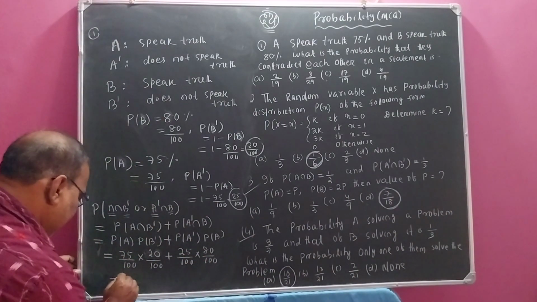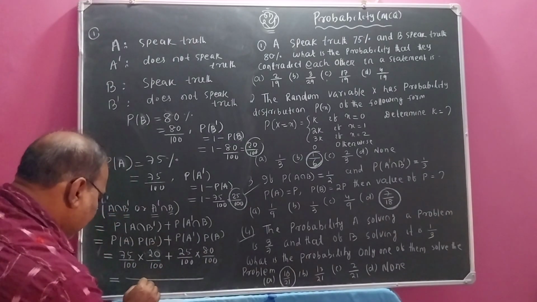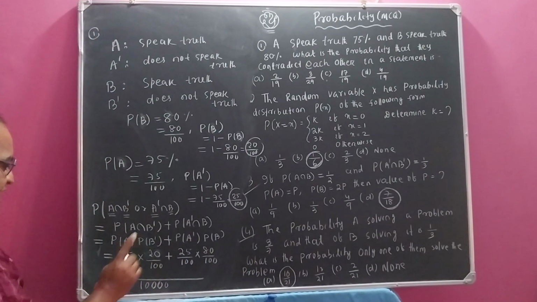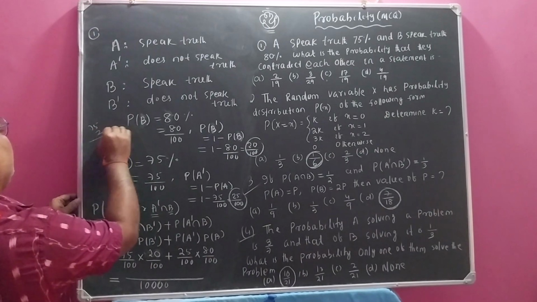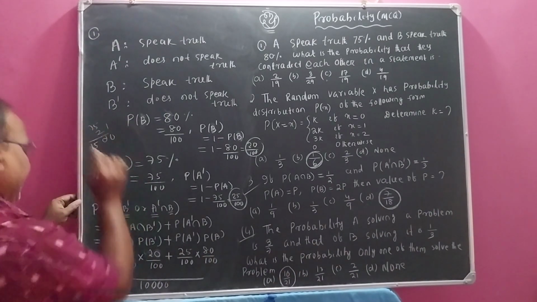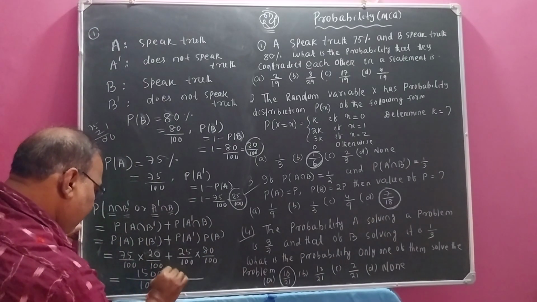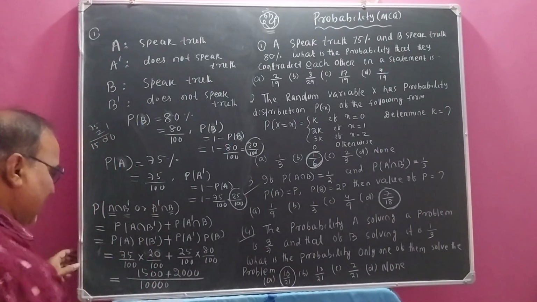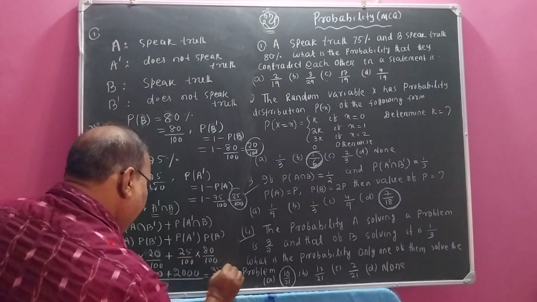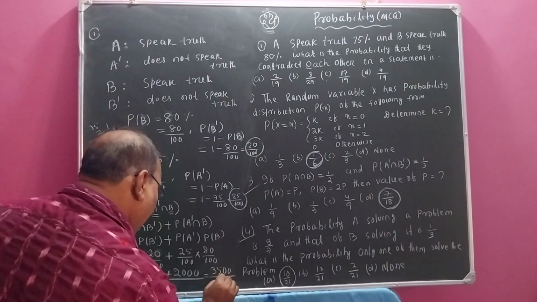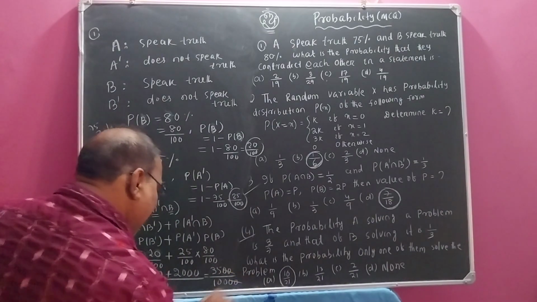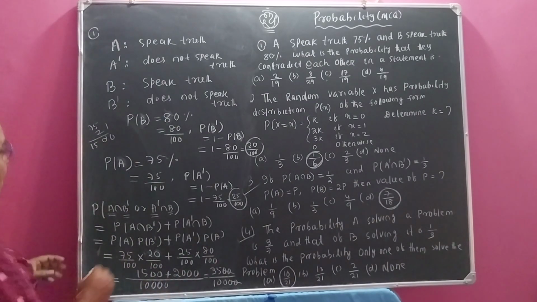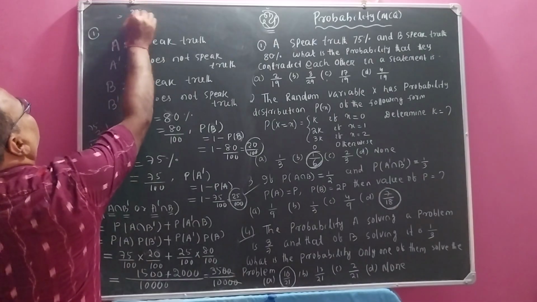So the result is 70 into 20 is 1400... here 1500... 2000, that is 3500 divided by 10000. Two cancel. 35 by 100. So the result is 35 by 100.